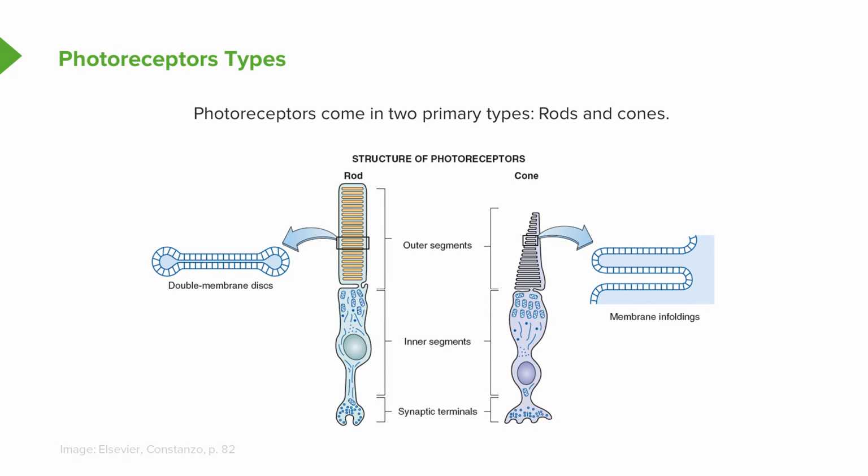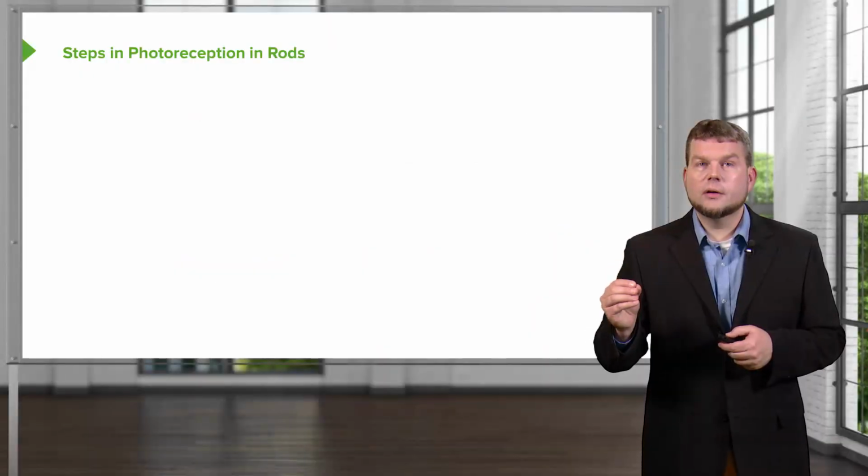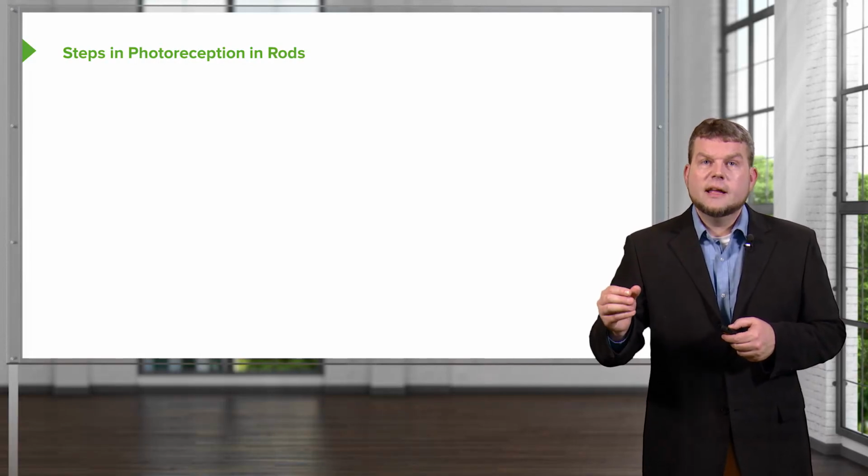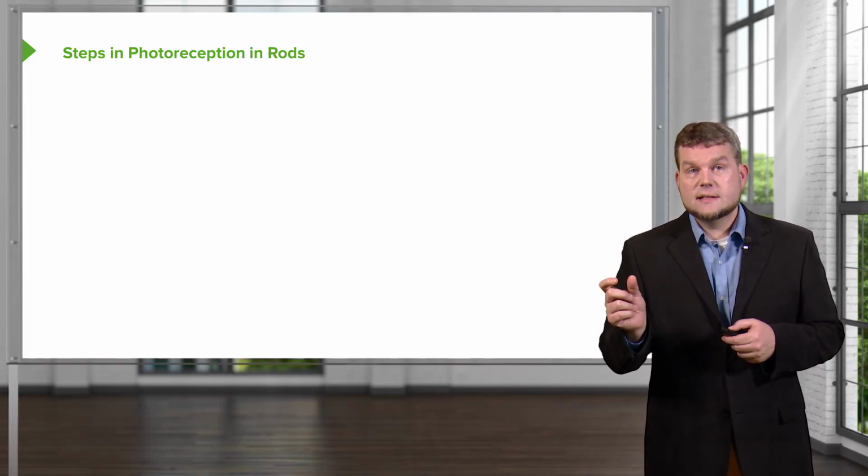In the rod, they look like little discs. In the cone, they look like evaginations. And so you can see how they named rods and cones based upon how they look in terms of the histology, how they work. So the photoreceptor part in the rod is going to be those discs.